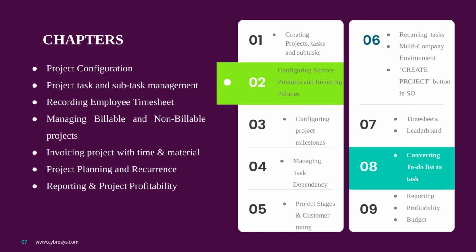Then comes project planning and project task recurrence. Then comes reporting and project profitability. Then task dependency. Task dependency is one of the features used to determine which task has to be performed first. Then configuring the project stages, how customer rating can be added, and the multi-company environment in project, and how we convert a note or a to-do list into a task, and how the budget can be integrated with the project. So these are the things we are going to discuss.